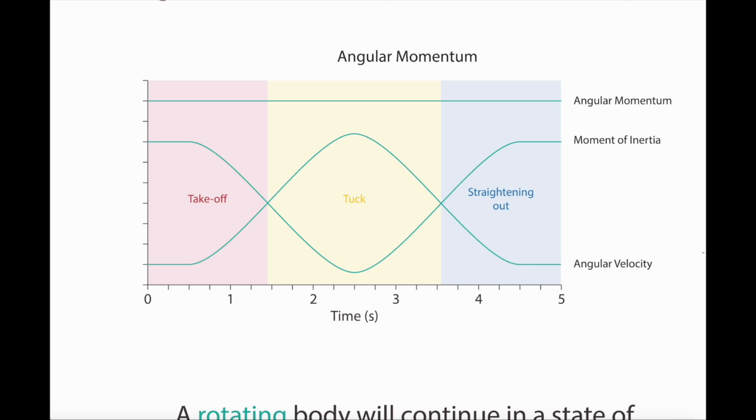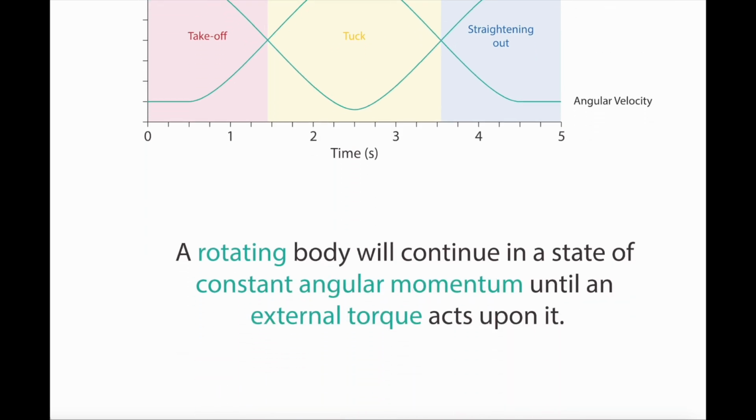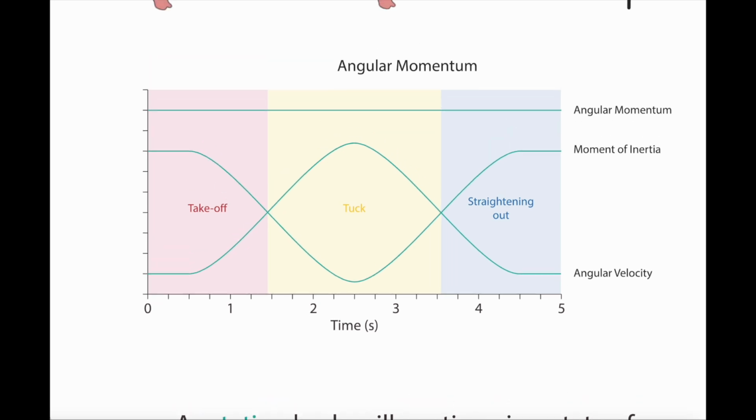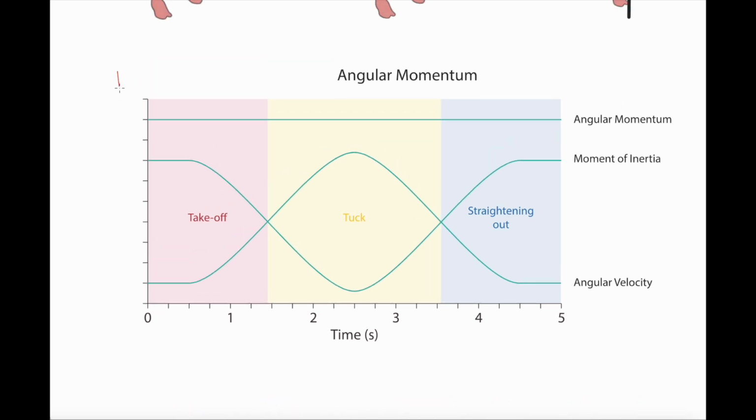This is the principle of the conservation of angular momentum. It's written down below for you here. A rotating body will continue in a state of constant angular momentum until an external torque acts. Let me prove it to you. Let me say that we've got a high diver. Think about your favorite high board diver at the top of the platform.